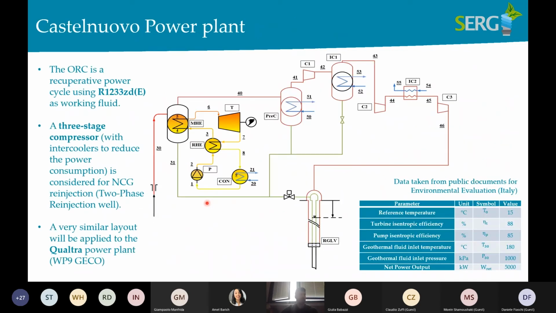And let's see this statement also in the Castelnuovo power plant. Castelnuovo power plant is a 5 megawatt organic Rankine cycle power plant, which has a total reinjection scheme. So we also have a compressor train in order to reinject the non-condensable gases into the well. The layout comprises a regenerated organic Rankine cycle and a three-stage compressor scheme. The Qualtra power plant, which is similar but doubled in size, will have a similar layout and will be treated within WP9 in GECO.